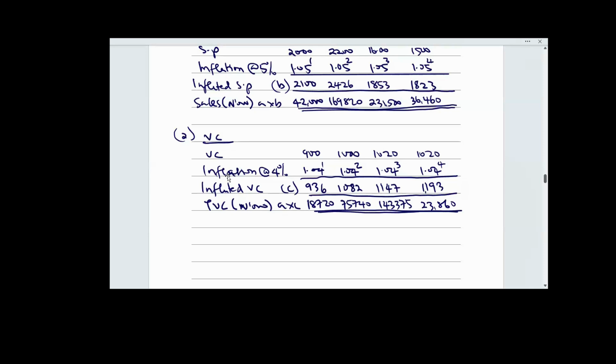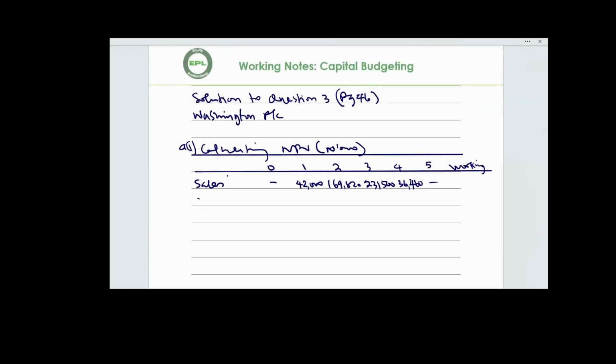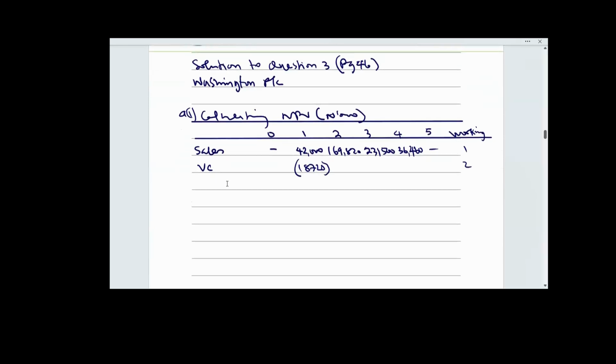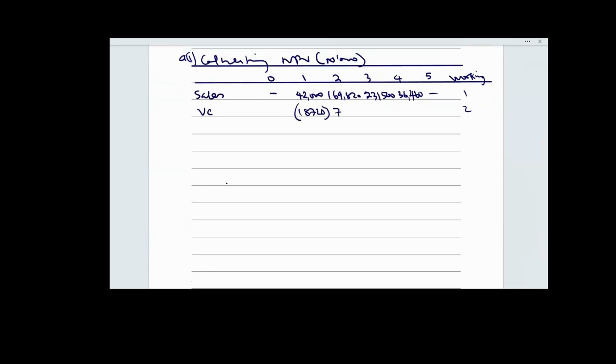Let's go and post it. First year variable cost is 18,720. Then the second year is what? 75,740. Next, 143,375. Year 4, 23,860.